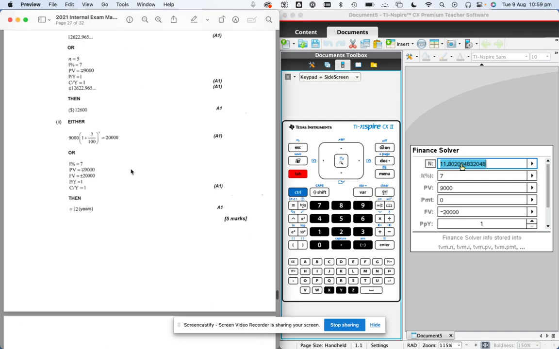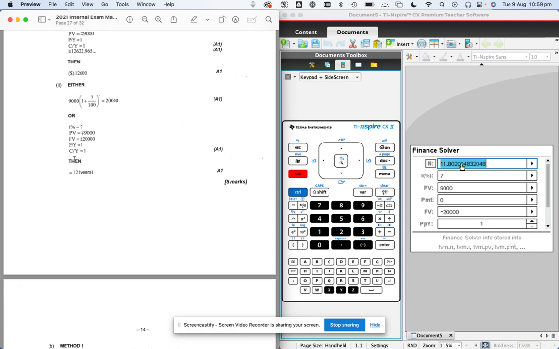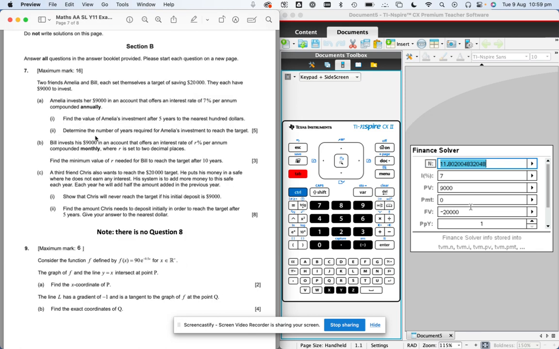So again, looking at the mark scheme, we're putting in the values that we've given, and then you can put down the output value of 12 years. So once you've got the information in once, it's kind of useful to be used over and over and over again. Bill invests $9,000 in an account that offers an interest rate of R%. We don't know R in this instance. And it's compounded monthly. So we get the interest rate per annum compounded monthly.